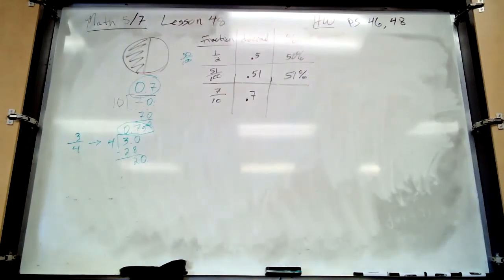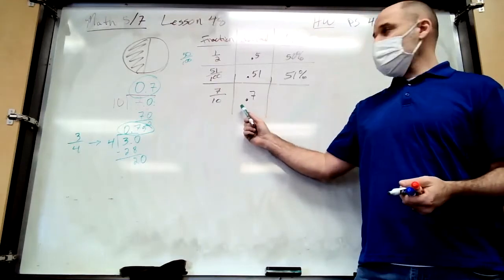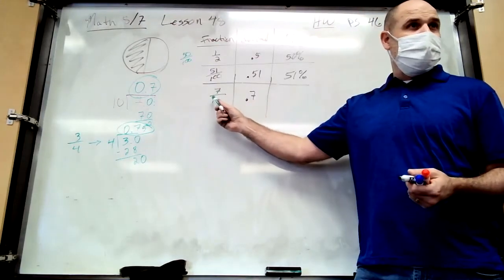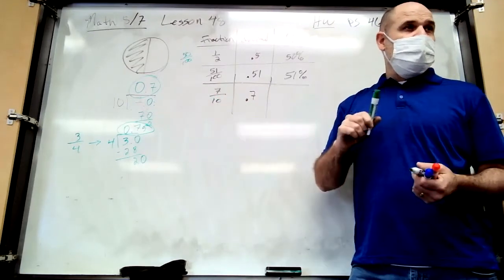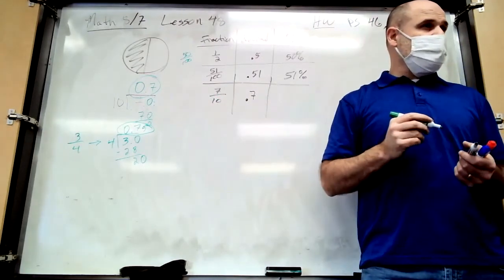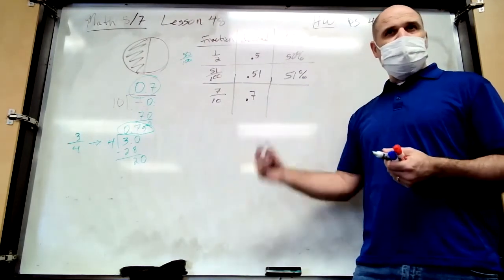Okay? So, to change a fraction to a decimal, all you have to do is that math. Remember, a fraction is just a division problem. So just do it, and that'll give you your decimal. Okay? Now, this is the easy part. How do you change a decimal to a percent?